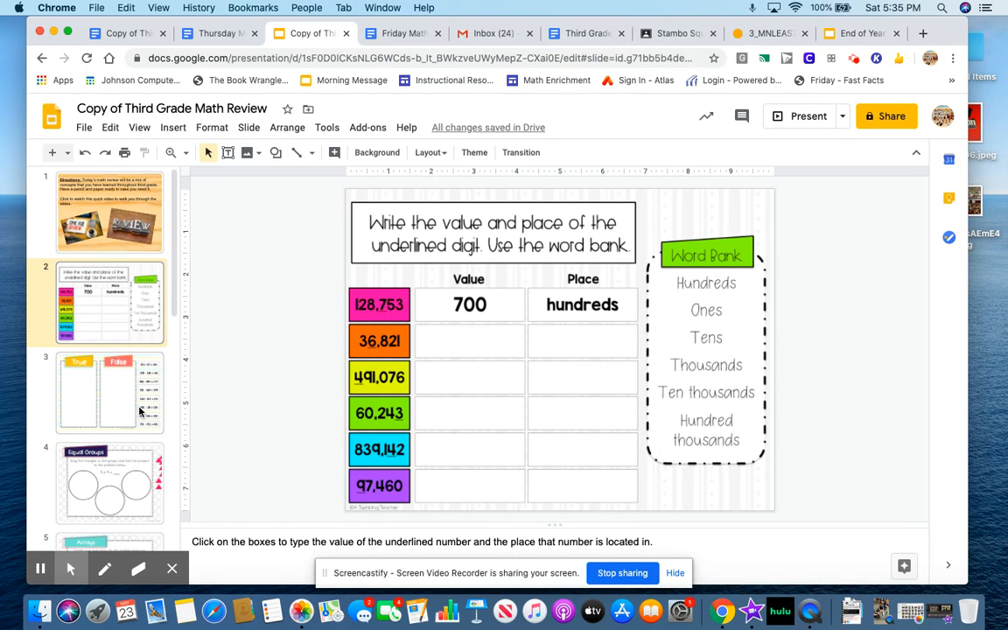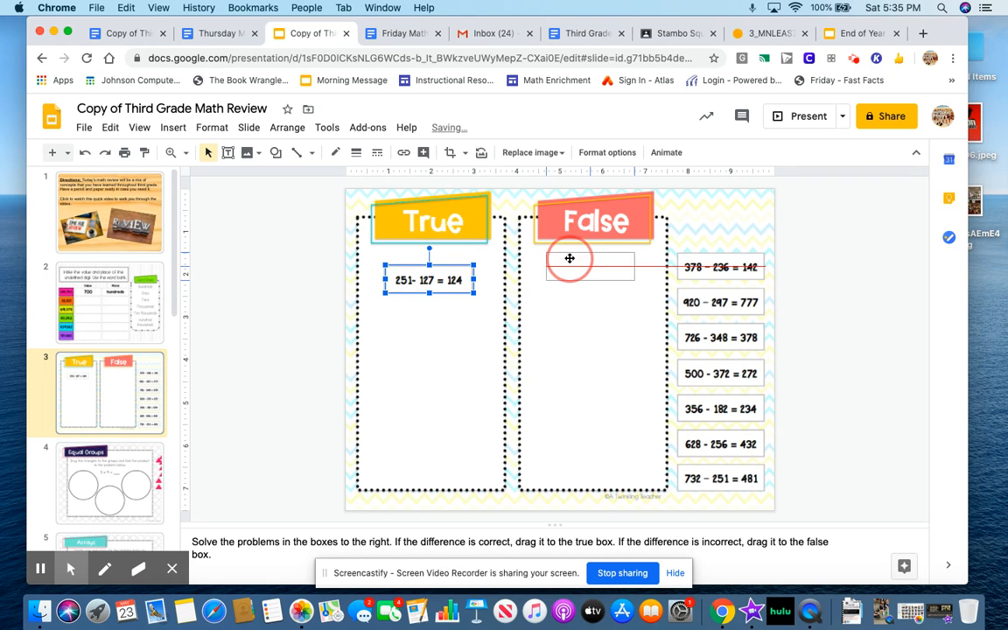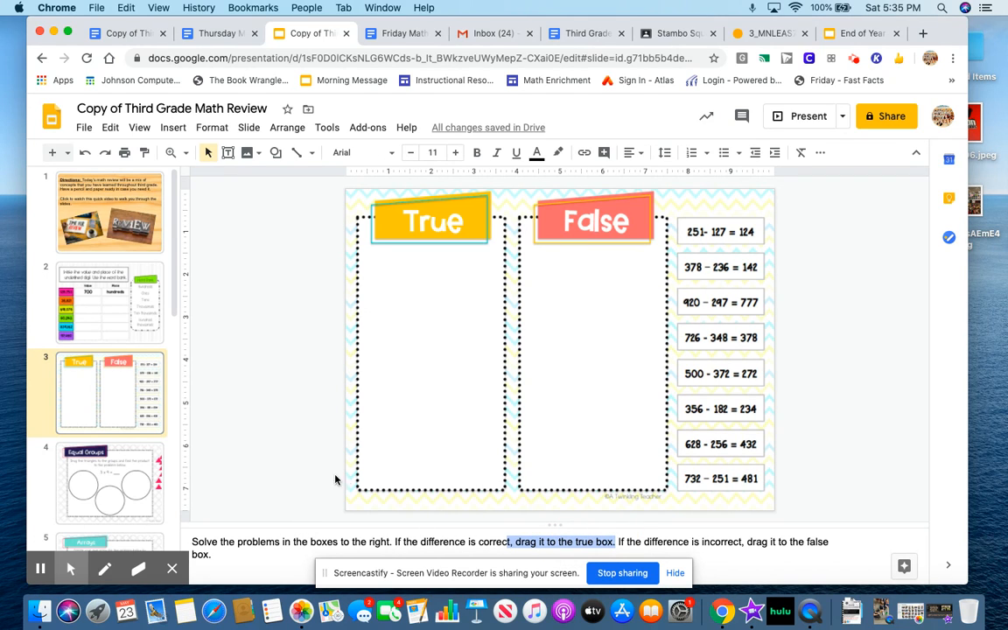Okay? All right, and when you click over to the next slide, you are going to decide if each statement is true or false. So you'll have to solve each problem over here, and if it is true, you'll drag the whole problem over to the true part, and if it's not true, you'll put it under false. Also, if you do forget some of the things I'm going over, under the comments here, there are some extra directions for you to help.